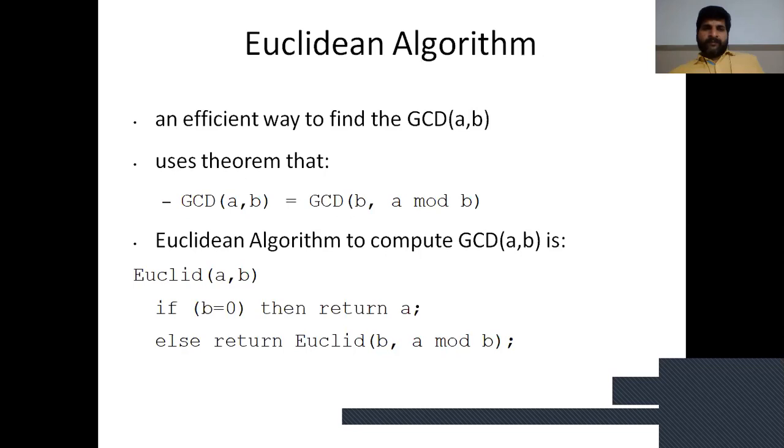Euclidean algorithm. An efficient way to find GCD(a, b) uses the theorem that GCD(a, b) equals GCD(b, a mod b). The Euclidean algorithm to compute GCD(a, b): if b equals 0, then return a, else return Euclid(b, a mod b).